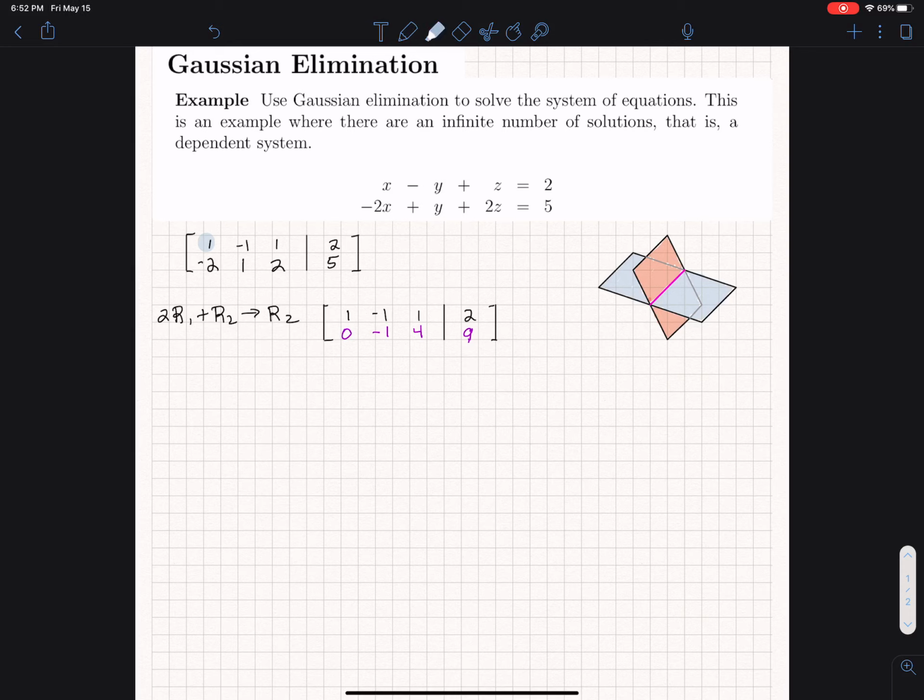Okay, so we're moving along here. We want to have a 1 on that second row on the first entry. And it's negative 1, so that's easy enough to solve. We just multiply the second row by negative 1 and put that in the row 2 position. So the first row remains the same, and now we just change the second row by multiplying by negative 1.